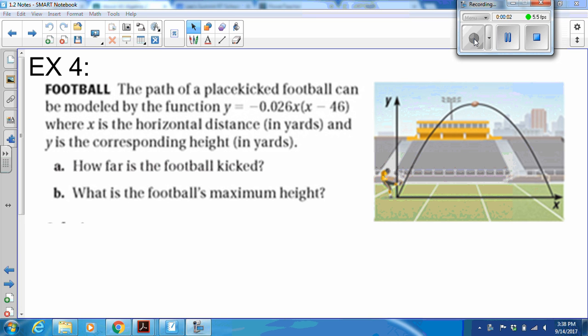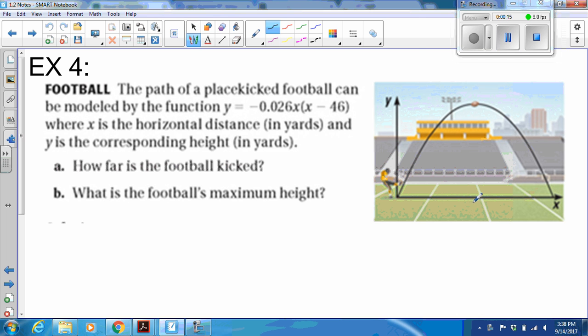So here are the rest of the notes for section 1.2. Example 4: the path of a place-kicked football can be modeled by this function here, where x is the horizontal distance, so right here. If you need to write that down, that might be a good idea. So here's our distance, and then y is the corresponding height. For A, we have to figure out how far the football is kicked, basically from this distance all the way to the end. So that's what we're finding.